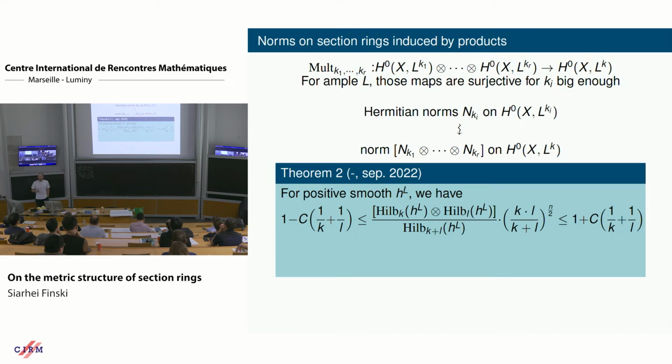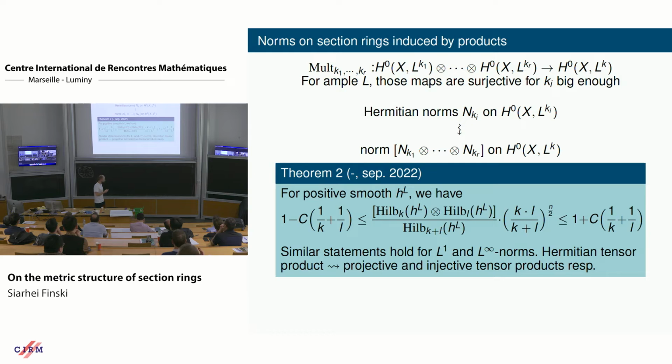And this is exactly the algebraic condition we've been searching for, the description of the image of the Hilp. I will just mention that if you are considering the associated L1 or L infinity metric, then there is a corresponding statement. But in the corresponding statement, you have to change this Hermitian tensor product to the projective tensor norm or the injective tensor norm. This will not be very important at this stage, but nevertheless, I just wanted to mention it.